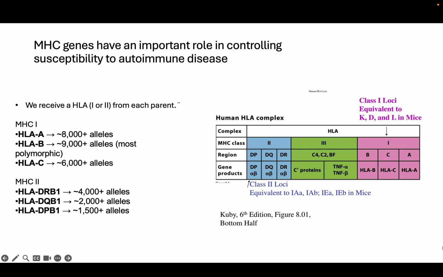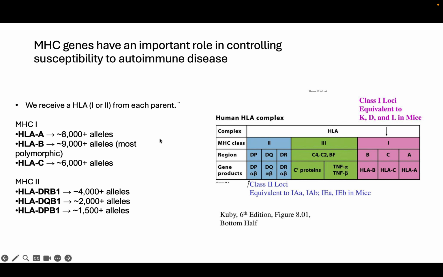MHC1 is made of the alpha chain and the beta-2 microglobulin, and it's made of 3 genes. So to get an MHC1, you need 3 genes: HLA-A, HLA-C, and HLA-B. These 3 genes make up an MHC1. There are so many different alleles, meaning different types of genes within the HLA. For HLA-A, you have 8,000 different types. For B, you have 9,000 different types. And for C, you have 6,000 different types.